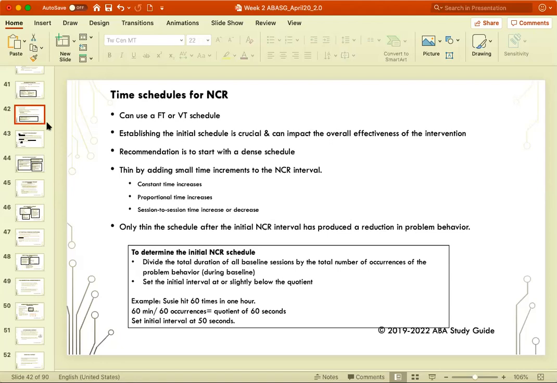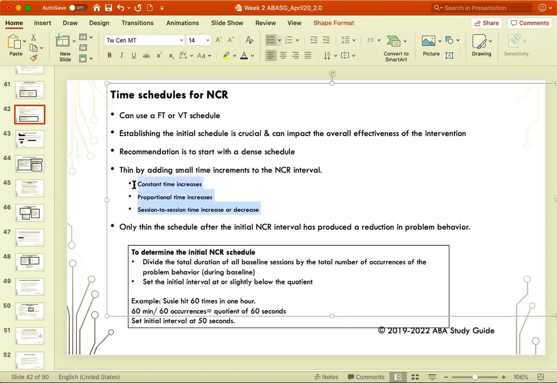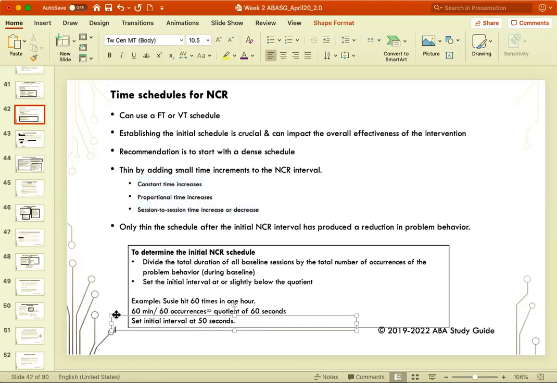I think that you should look at these. Look at the different ways to thin the NCR interval: constant, proportional, and session to session. I wouldn't worry too much about them. Just know the most important thing is that you need to thin your schedules. You need to set the initial time schedule, and we'll talk about that right now. And then you need to make sure that you thin them as quickly as possible, either doing a constant time or doing it session to session.